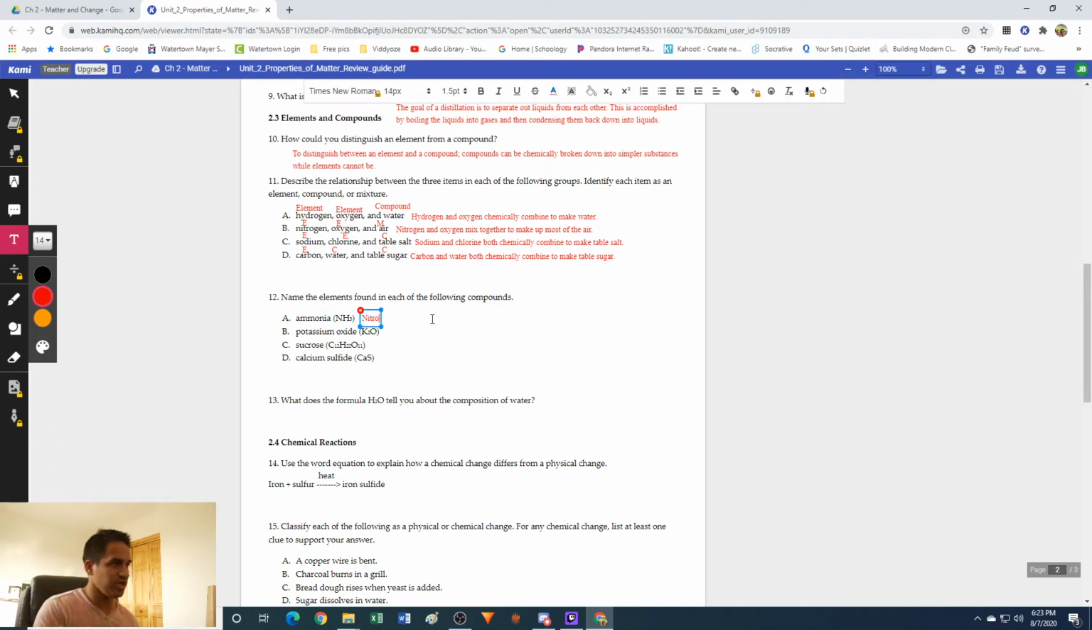So N would be nitrogen and H would be hydrogen. Okay, so the elements that are in the compound are nitrogen and hydrogen. That's all we're doing. Okay, the numbers and everything else don't really matter.